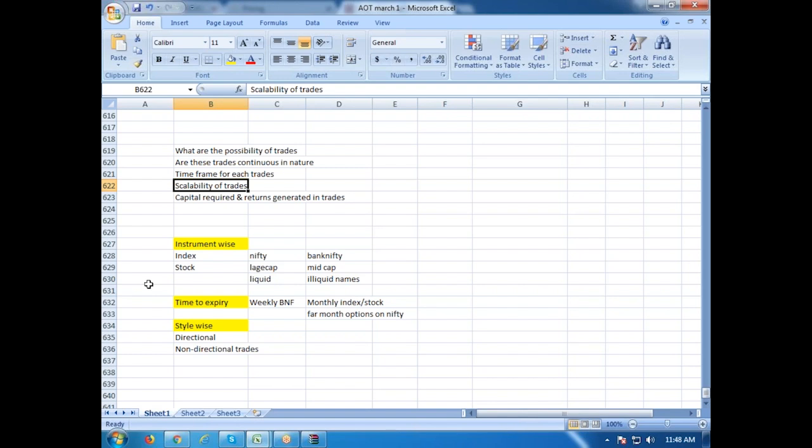The next comes is capital required and returns generated in trades. Capital required, let me come to that first. If you are buying options, the capital requirement and returns generated is something that nobody in the world can beat. That's my promise to you.